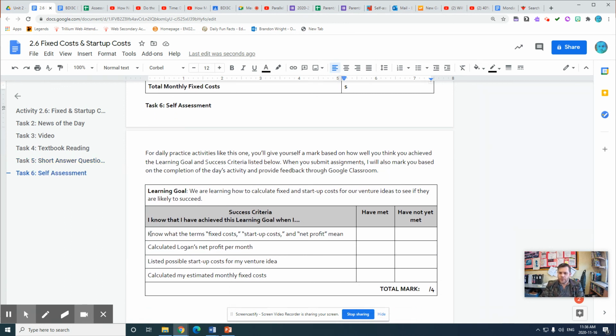And just make sure you fill out the self-assessment. So if you've done these four things, you know what these terms mean. You calculated Logan's net profit per month. You listed possible startup costs for your venture. And you calculated your monthly estimated fixed costs. Give yourself a 4 out of 4.